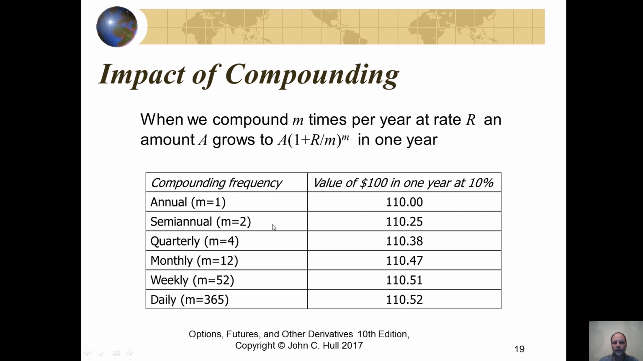If it's 2 times a year, then during the first 6 months, you're going to have 100 times 1.05, or $105, times 1.05, which gives you 110, but now you get an extra quarter, 25 cents, due to the interest on the interest in the second 6-month time period. As we increase compounding, we increase the interest on the interest, and therefore our future value goes up, but only slightly.